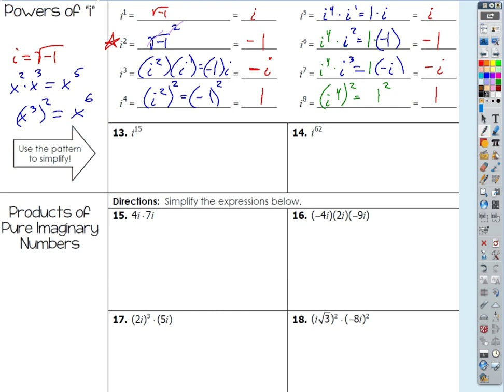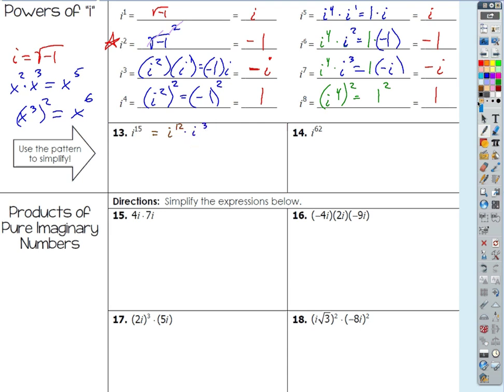So then how could I do something like I to the 15th? Does 4 go into 15 evenly? No, it doesn't, right? But what would be the next number before 15 that's a multiple of 4? Meaning 12, right? 3 times 4 is 12. So I could just write this as I to the 12th times, what would be the remainder? The third, right? Because 12 plus 3 is 15.